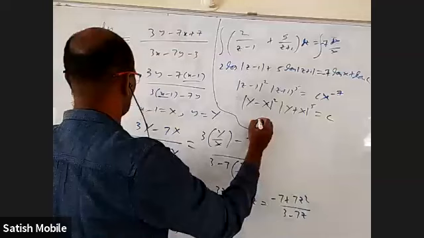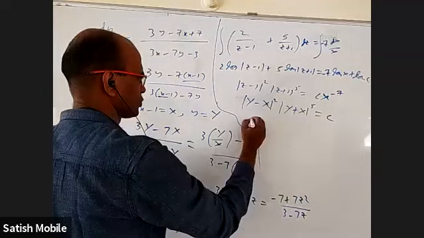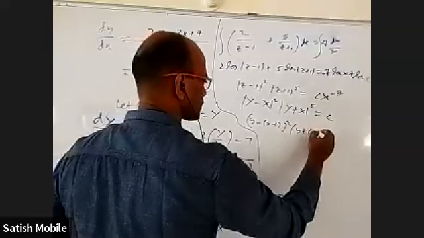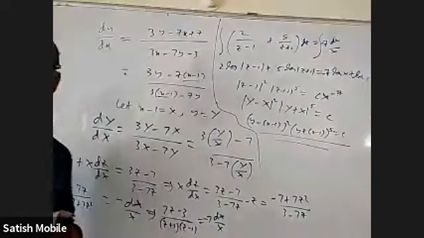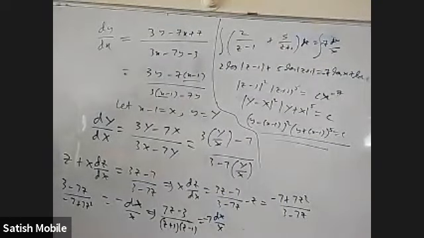So this is (y − (x − 1))² (y + (x − 1))⁵ = constant. Okay, whoever has doubt, is it okay?